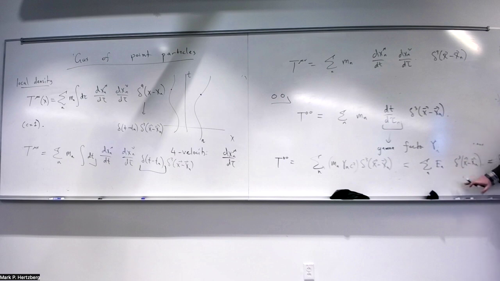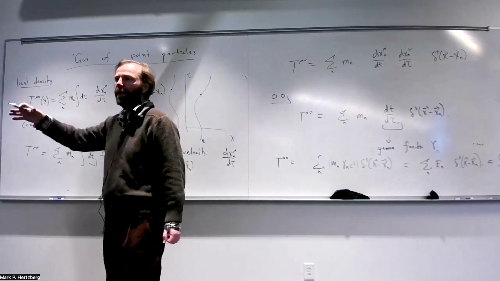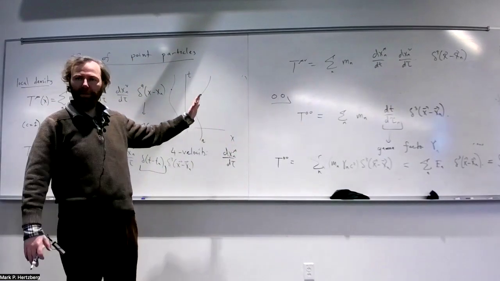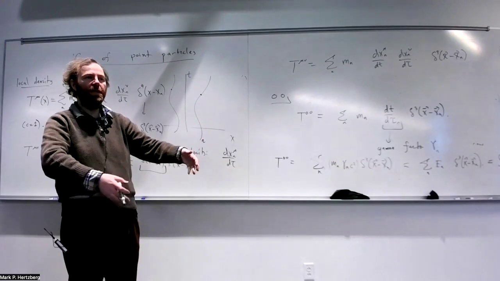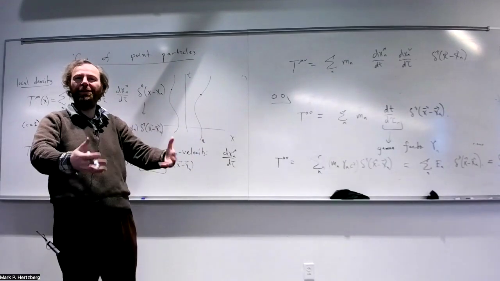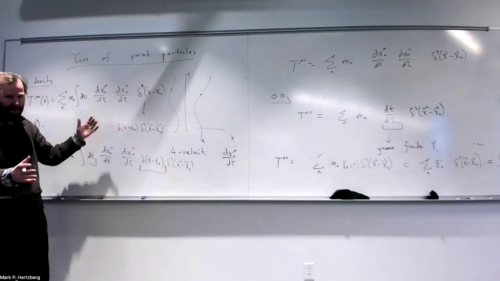Is that clear? All right, and then we can easily check at the start of next time, T0i will be the momentum density. And then the Tij's, which are a little funnier to interpret, the stress sigma ij's, we will learn what their values are, because Lorentz symmetry predicts the whole structure of the matrix.